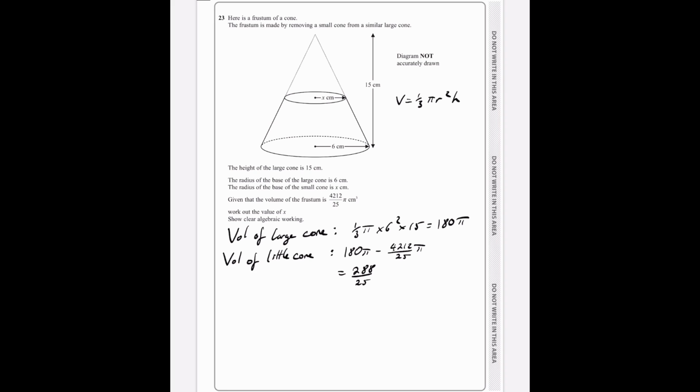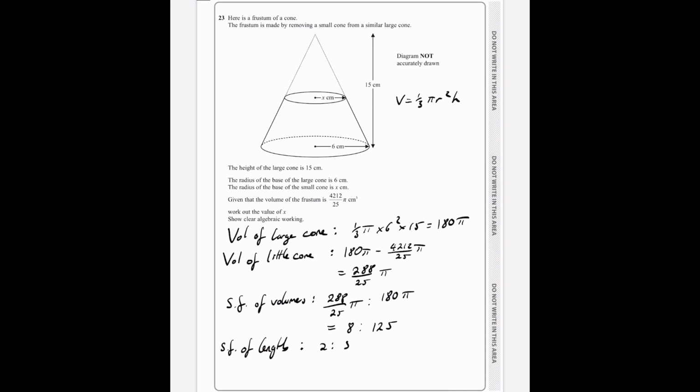So from that we can work out the scale factor of volumes of the little cone and the big cone. Scale factor, so the volume of the little cone, 288 over 25 pi. The volume of the big cone, 180 pi. Those are of course similar shapes. And that gives us, when we simplify it, a scale factor of volume, divide both sides by pi, simplify your fractions, we get 8 to 125. To find the scale factor of lengths, we can cube root both of those, comes out as 2 to 5. And now we have the scale factor of lengths.